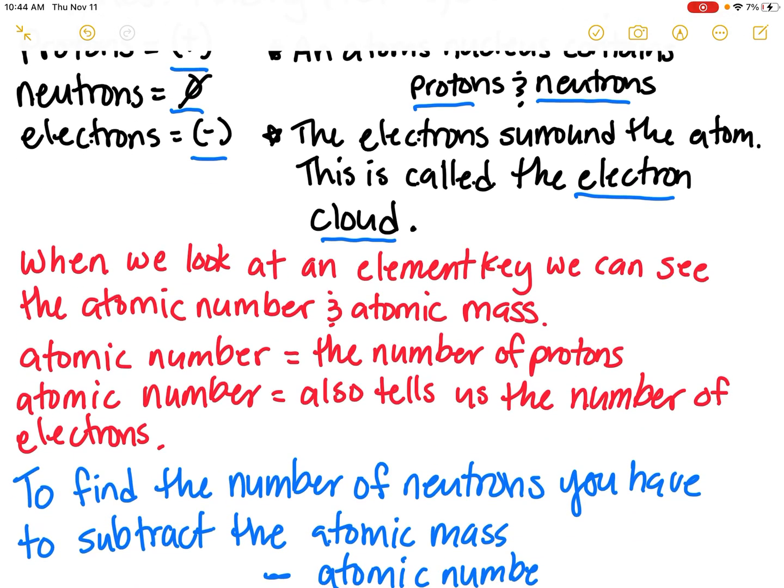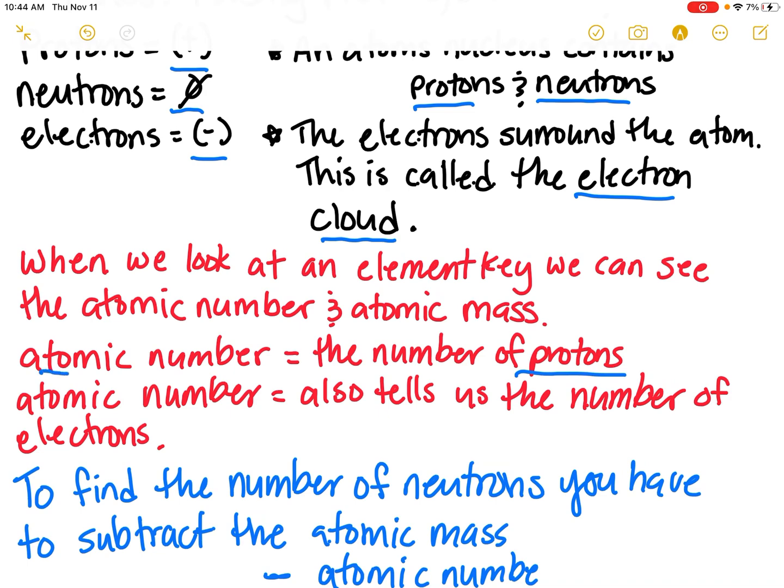When we look at an element key, we can see the atomic number, the atomic mass, and many other things. We can see the element's name, the symbol, and the state of matter it's in. But in this lesson, we're finding the specific parts of the atom: the protons, the neutrons, and the electrons. In order to know the number of protons, we look at the atomic number.